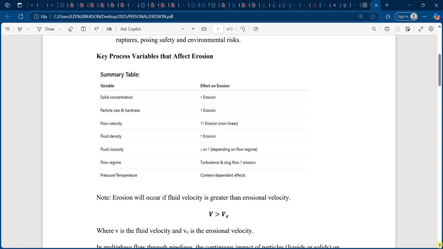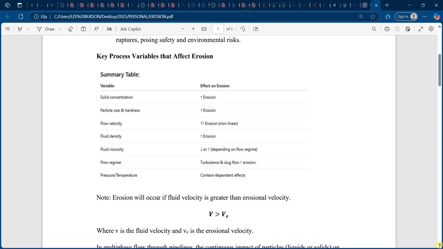Some of the parameters include solid concentration, which has to do with the amount of solids that is present in the fluid. An increase in solid concentration will lead to the likelihood of more erosion happening as the fluid is flowing, right? Then you have particle size and hardness. If the particle size is larger, there is a higher likelihood for erosion to occur. Then you have flow velocity, right? So erosion increases with increase in velocity.